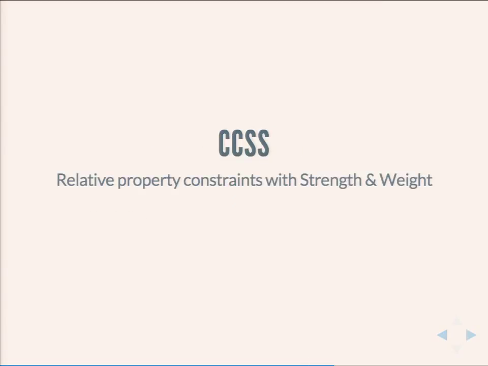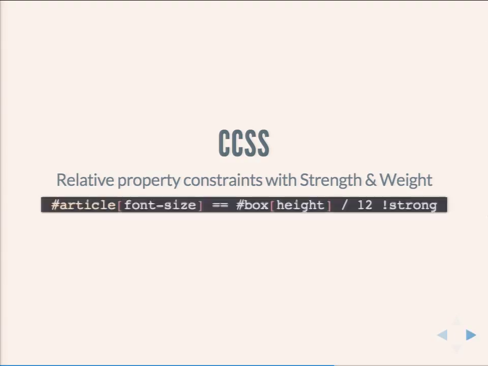So we'll start off with CCSS. We've seen some of this already. We have relative property constraints with strength and weight. So here we're saying that the font size inside the article element should be the same as the height of the box divided by 12, and this has to be strong. So in other words, this is important, but not required.